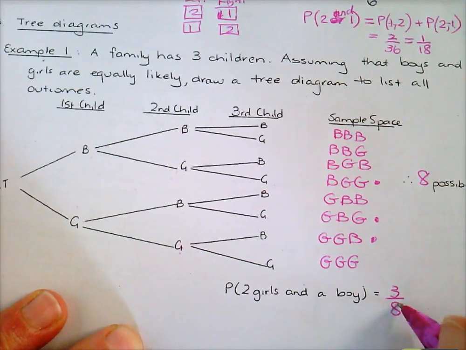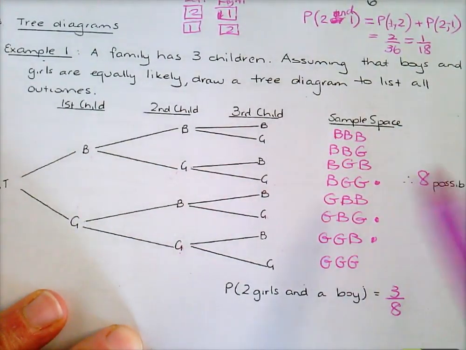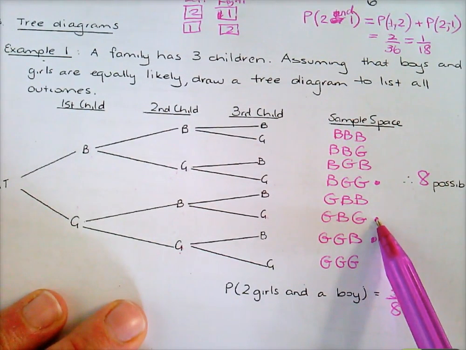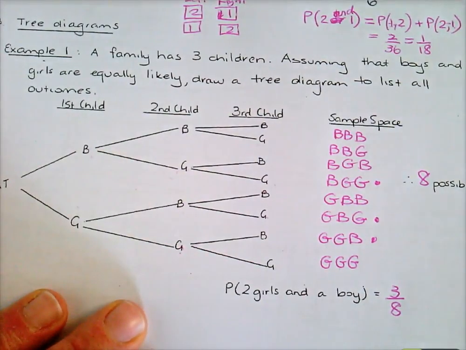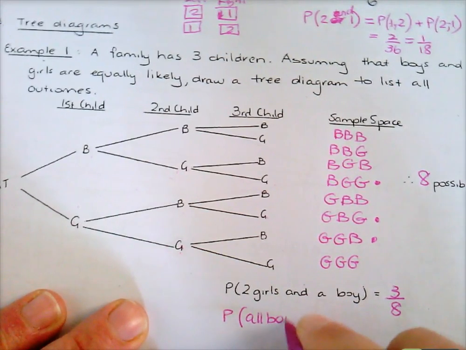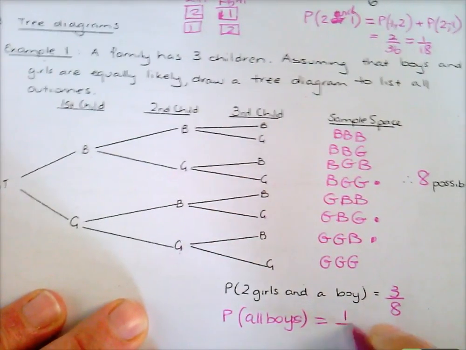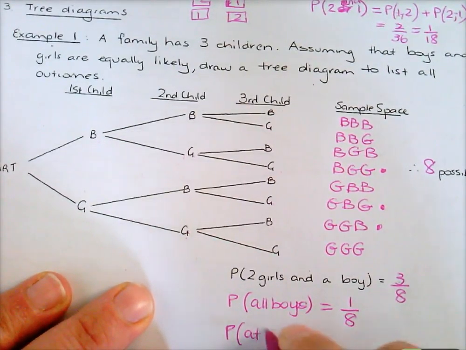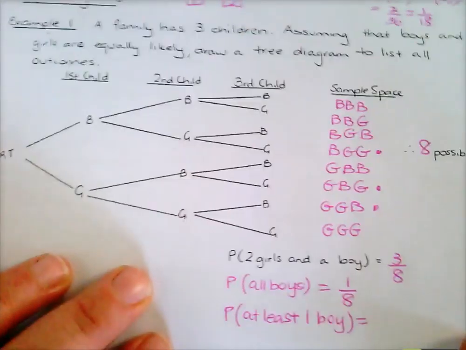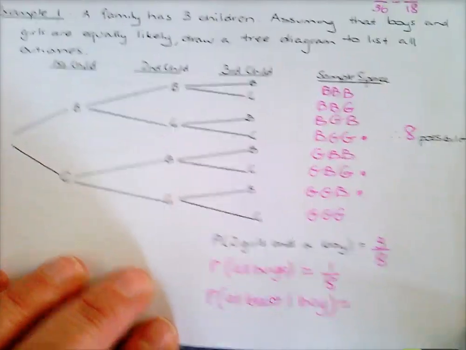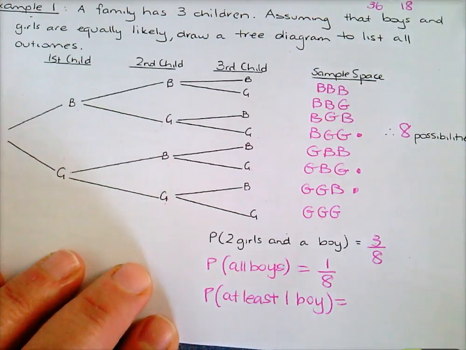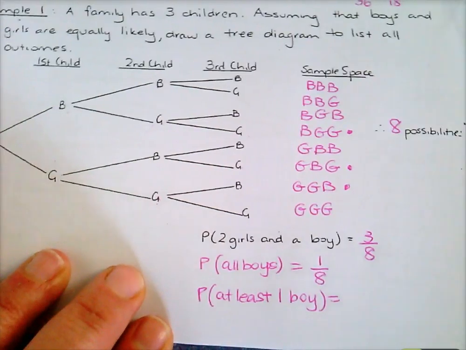What is the probability of two girls and a boy? Just put dots. Find the probability of two girls and a boy. It's three out of eight. It's the fourth one, the sixth and the seventh. What's the probability of all boys? One out of eight. Now I want the probability of at least, this is complementary events, one boy. At least one boy.